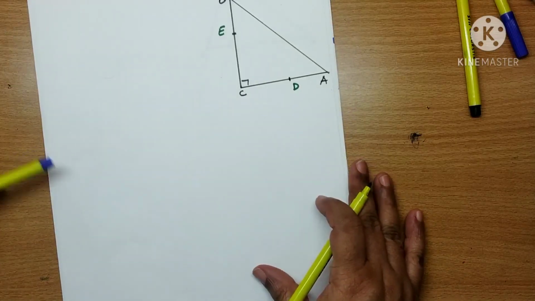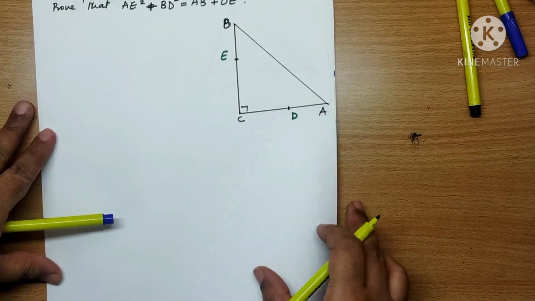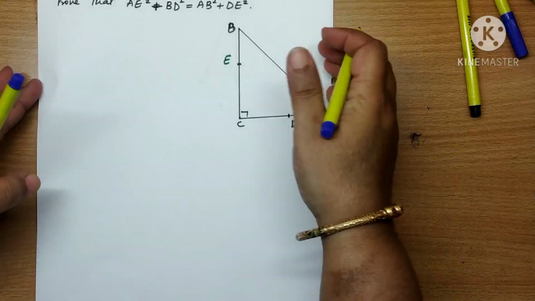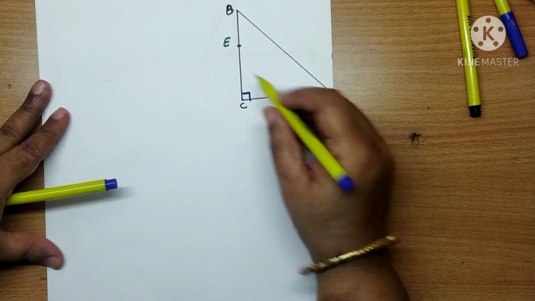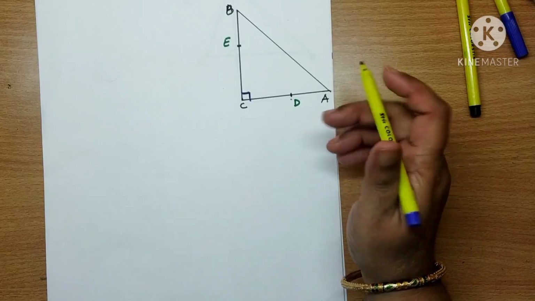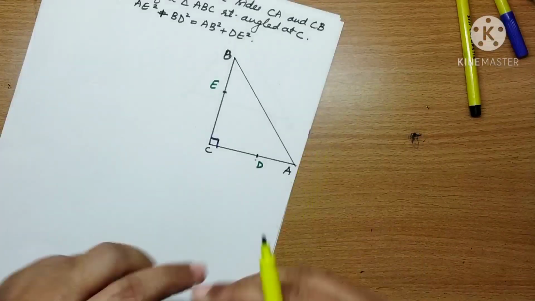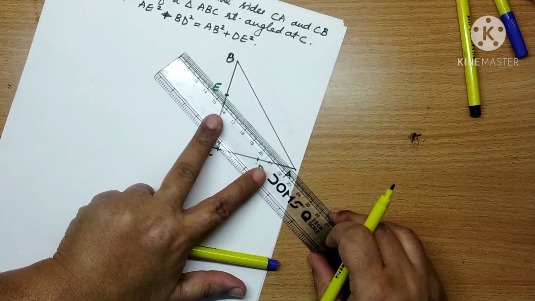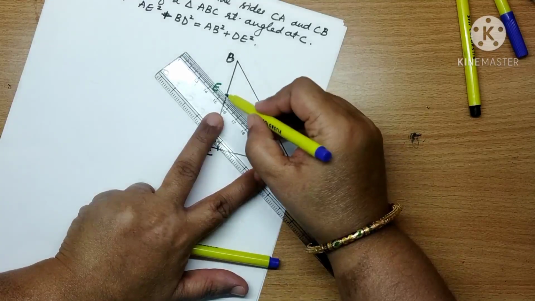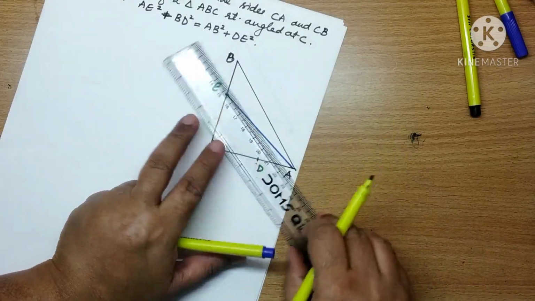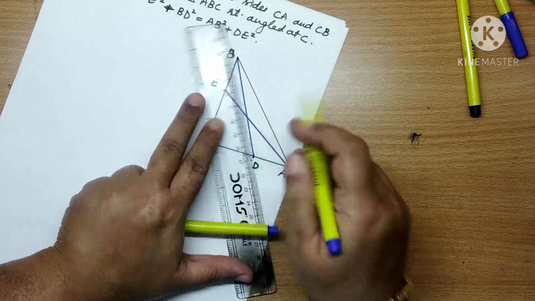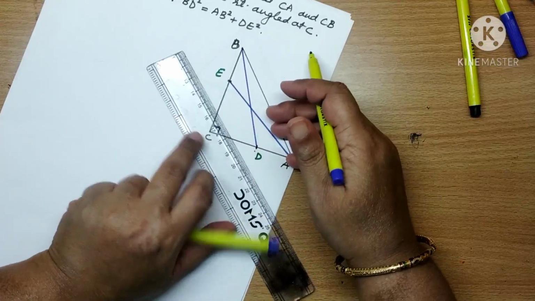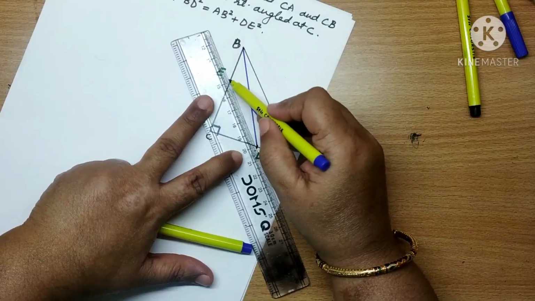D and E are points on the sides CA and CB respectively of a right triangle. We have a right triangle which is right angled at C. D and E are the points on these sides. I need to prove AE square plus BD square is equal to AB square plus DE square. So we need to join AE, let us join BD also, and that means I need to join DE also.